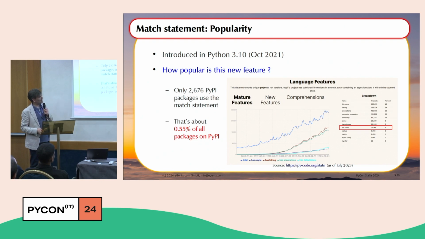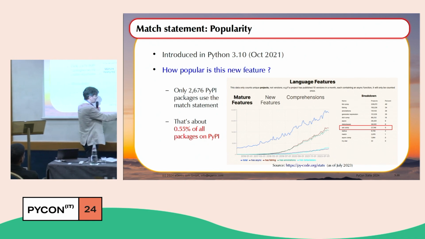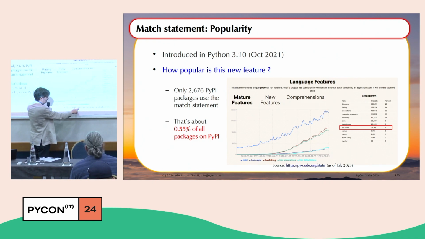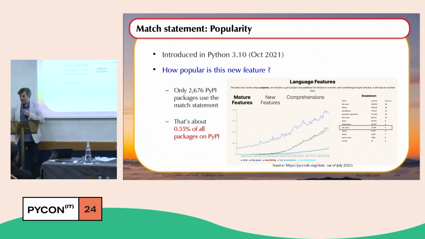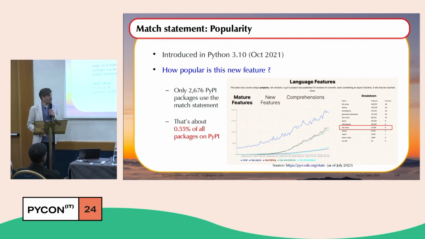Match can do a lot more, and I'm going to show a few of those cases. Now, there is a project here for PyPI, which is called py-code.org. You can get a lot of data about packages on PyPI, and the author of that website also did an analysis of language features used by those packages. So you can actually go in and find out which of these language features are being used by the Python community.